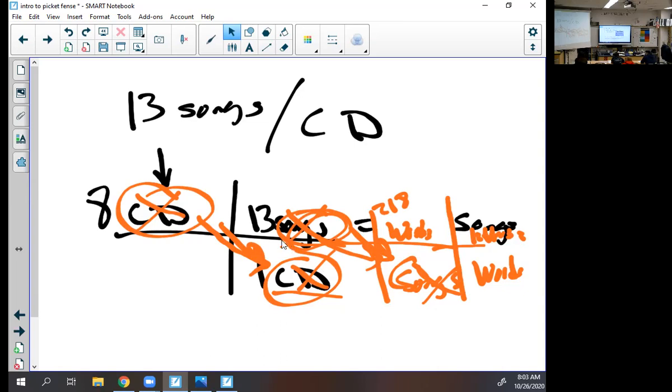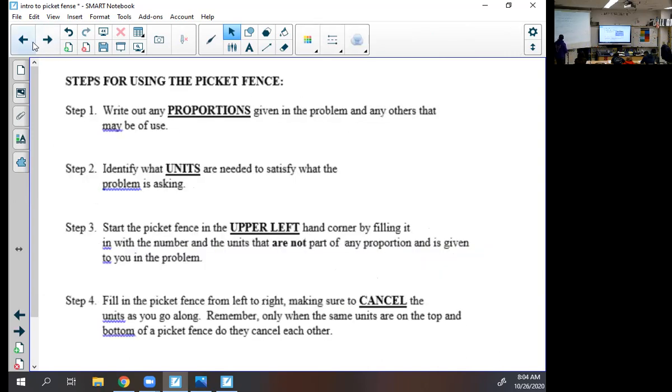Is anyone like me and knows how to do math, but just still sucks at math? Is anyone that way? Okay, you're halfway through a problem, you know what you're doing, and you just do some little thing wrong, and that makes it all wrong. This tool will help you keep everything straight.